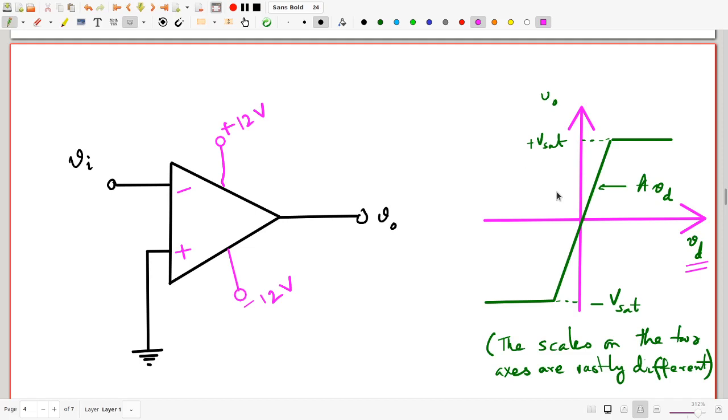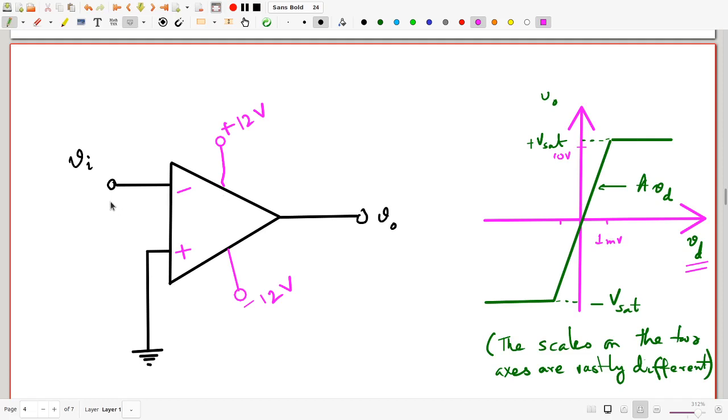I've deliberately drawn these things differently. This side could be, say, 1 millivolt, and this would be around 10 volts. So that's a huge scale difference between the two sides, which is just used so that you can see clearly that there is a slope. However, that should also make it pretty clear that even for a tiny value of Vd, the output is going to saturate at either plus Vsat or minus Vsat.